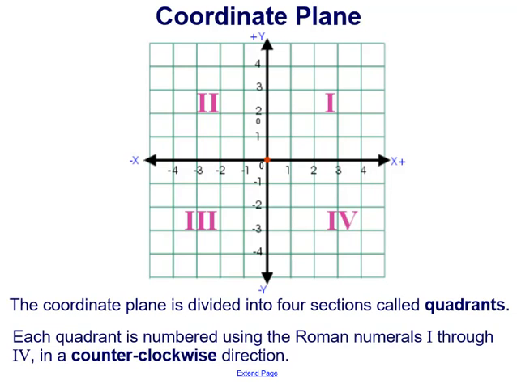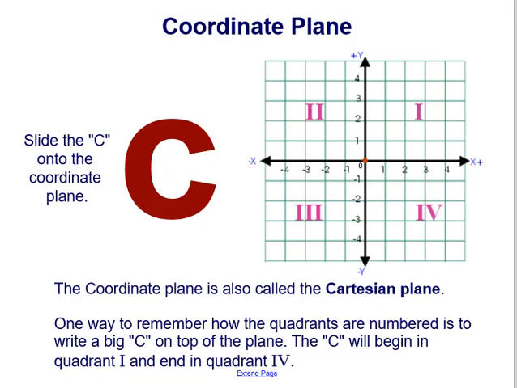The coordinate plane is first divided into 4 sections called quadrants. Each quadrant is numbered using the Roman numerals 1 through 4 in a counterclockwise direction. The coordinate plane is also called the Cartesian plane. Their names are interchanged. One way to remember how the quadrants are numbered is to write a big C on top of the plane. The C will begin in quadrant 1 and end in quadrant 4.